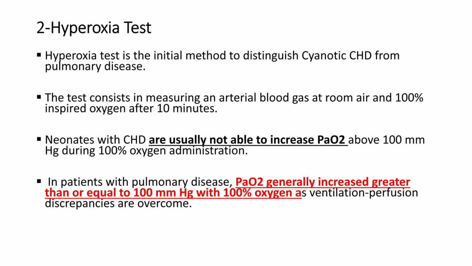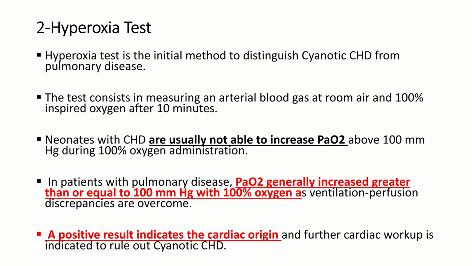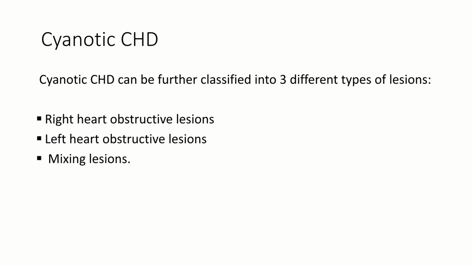If the patient is not able to increase the oxygen saturation after oxygen administration for this period, it means it's a cardiac condition. So the patient who has a positive result has a cardiac origin, and we should also go for a cardiac workup for this cyanotic congenital heart disease. So again, to recap, we have 2 tests, the pulse oximeter test and the hyperoxia test. Back again to our classification, cyanotic congenital heart disease can be classified into these 3 forms.